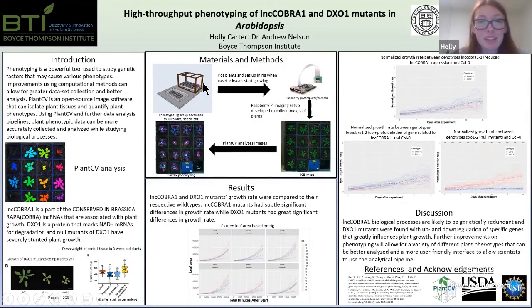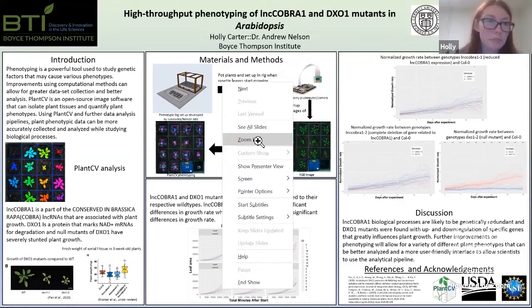My name is Holly Carter, and I've been working in Dr. Andrew Nelson's lab this summer. And my project is on high throughput phenotyping of LINC-COBRA1 and DXO1 mutants in Arabidopsis plants.